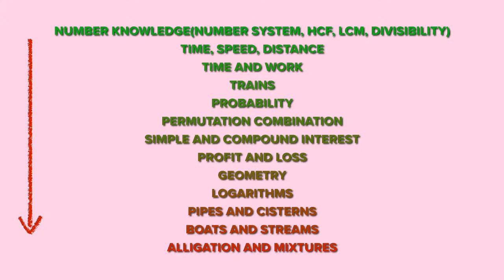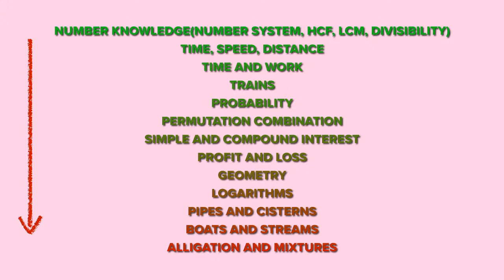So before I start explaining this, can you see that gradient from green to red? This will be the most important topics to the least important topics. The first 5 or first 6 topics, that is the number knowledge, which includes number system, HCF, LCM, division, fractions, decimals, etc., are important because that's the basis of math. And time, speed, distance, and time and work are most important. You can expect at least 2 questions of each of these in any of the quantitative exams.